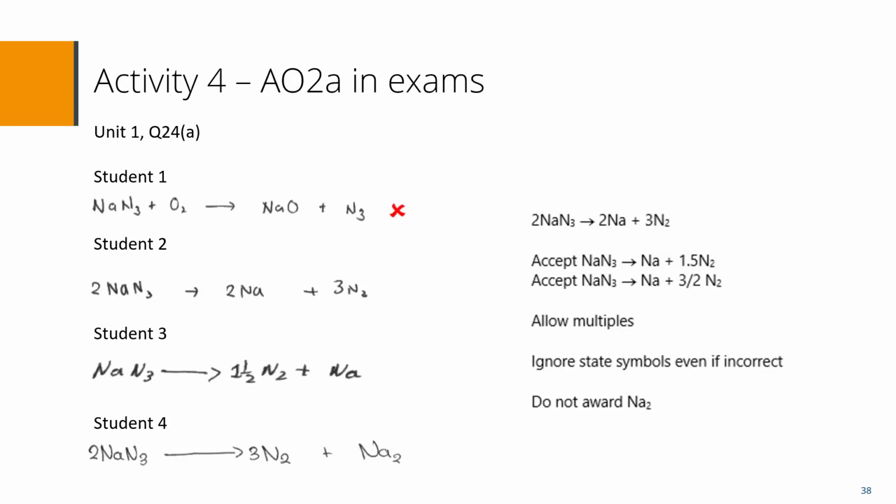The first one is obviously wrong because it has got the wrong formula. It's got sodium oxide in it, not sodium, and N3, which is incorrect. The second one is correct. It's the model answer. The third one is correct because it has been divided by half, and that's perfectly acceptable. And the last one is wrong because they've got Na2. So a good one, I think, to share with your students to show how students do make mistakes, and get them to mark it.